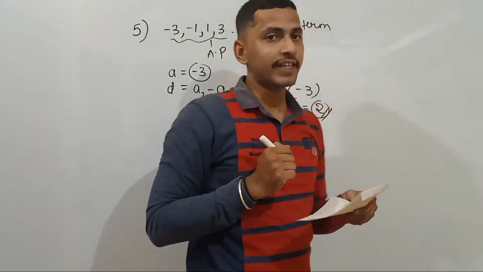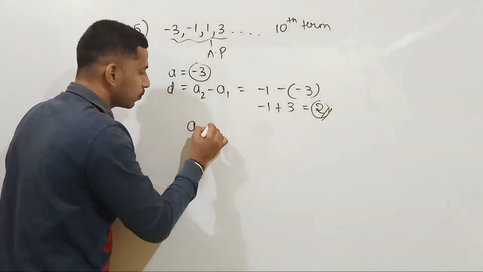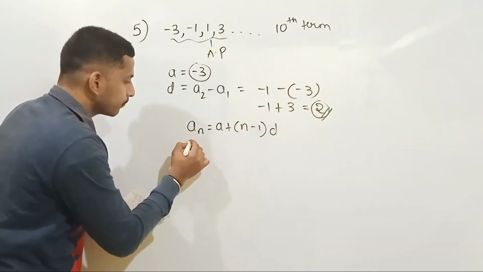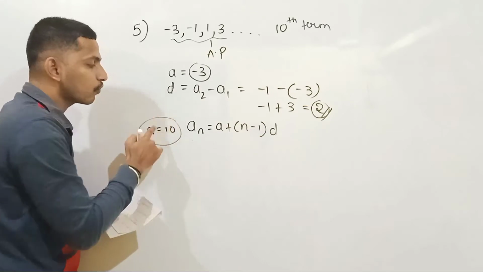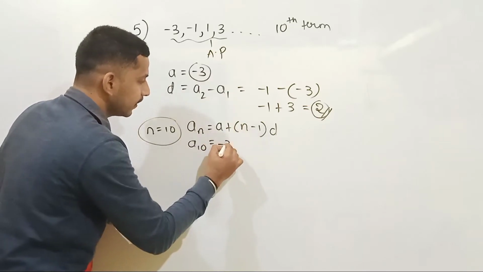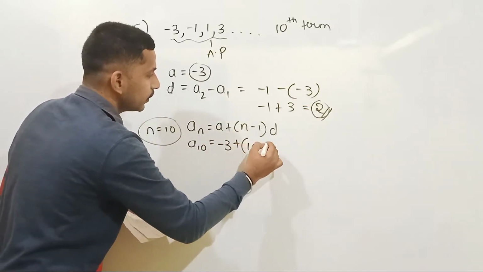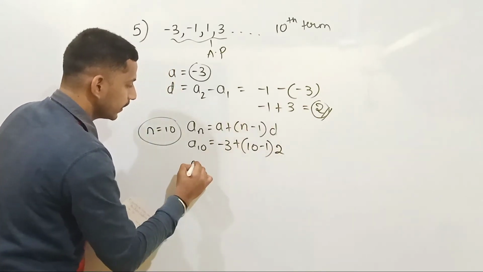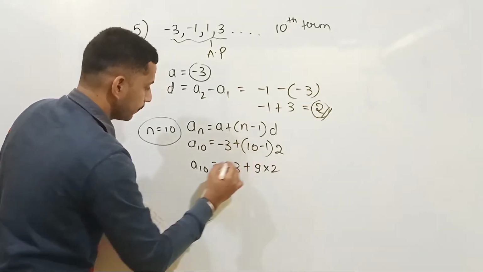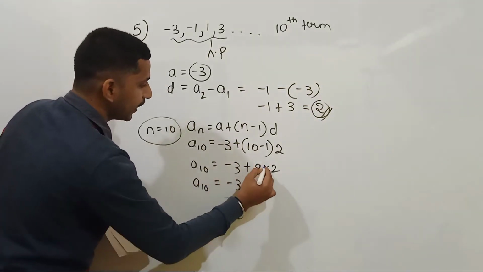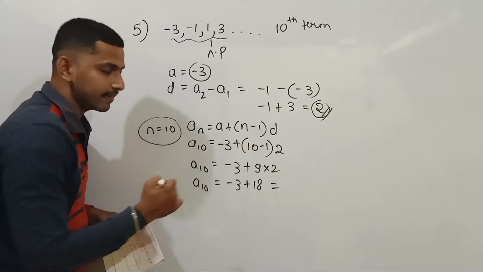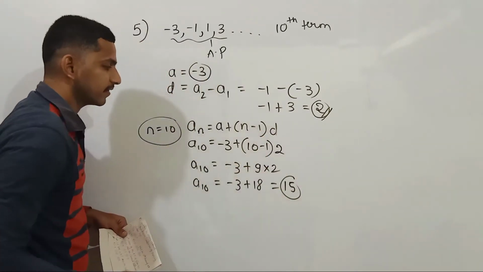How to find the value of the 10th term? By using the formula a_n equal to A plus (n minus 1) into D. This is the formula we have learnt. Here n equal to 10 because we have to find the value of the 10th term. A10 is equal to, what is the value of A? -3 plus (10 minus 1) into, what is the value of D? 2. A10 is equal to -3 plus 9 into 2. 9 2s are 18. -3 plus 18 is 15. Therefore, the 10th term is 15.